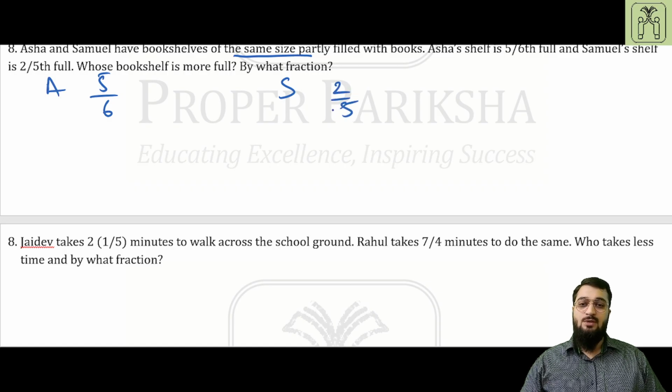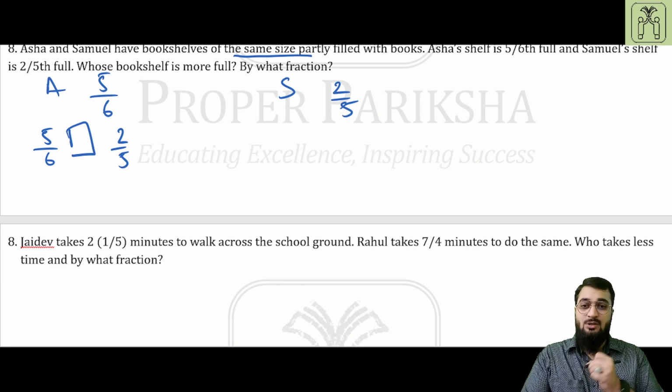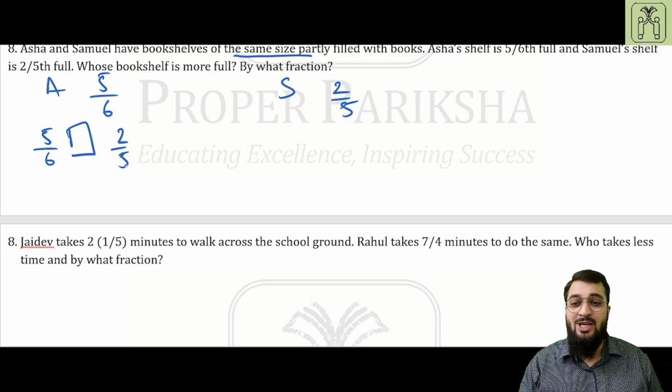Okay, whose bookshelf is more full? You just need to compare, and by what fraction, and you just need to subtract. So first is, whose is bigger? So 5 upon 6 versus 2 upon 5. You just need to make the denominator the same, because the numerator and denominator for both the fractions are not the same. So you have to take the LCM.